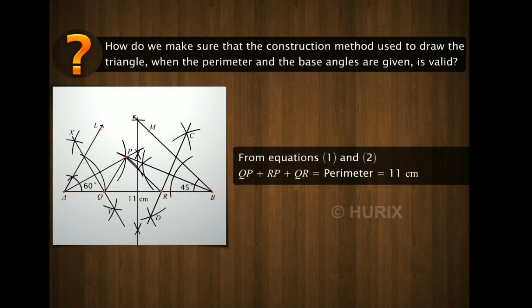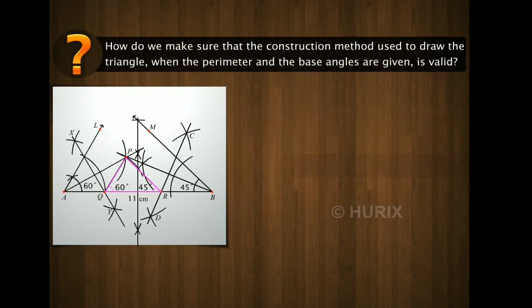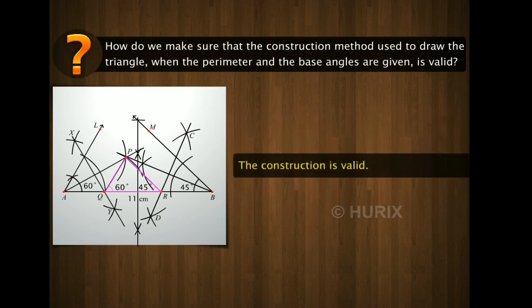From equations 1 and 2, we can say that the sum of the sides, side QP, side RP, and side QR is equal to the given perimeter, that is 11 centimeters. Using exterior angle property of a triangle, in triangle PQR, we get the measures of the base angles, that is, angles Q and R equal to 60 and 45 degrees respectively. Therefore, the construction is justified.